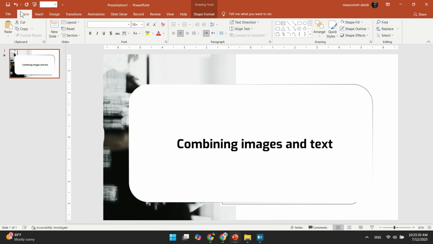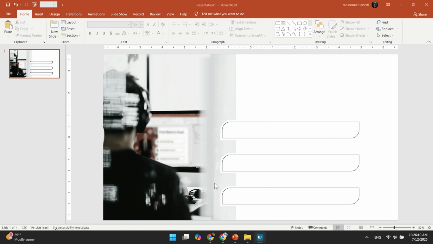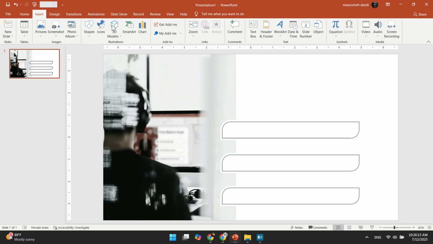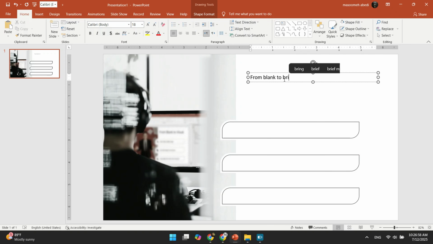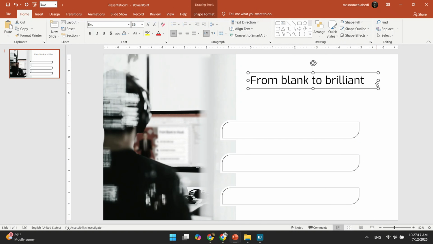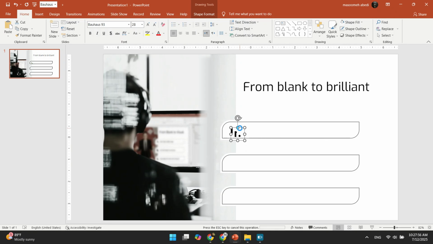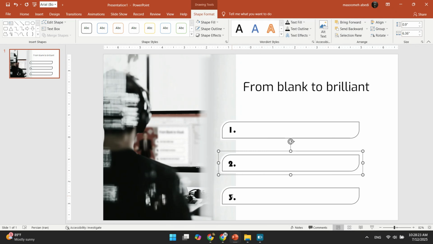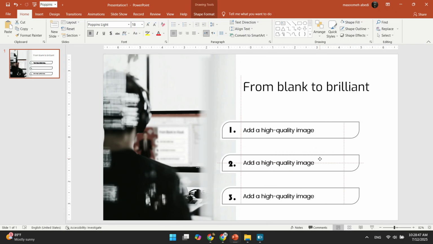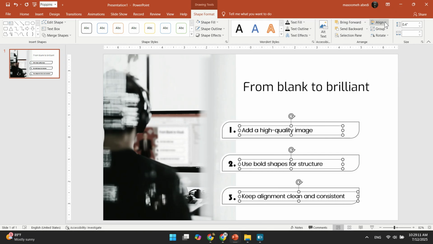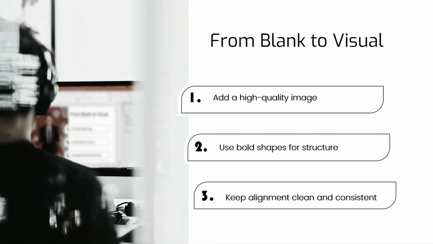The last part is about combining images and text. Since we've already covered adding text in the last video, I'll just add some text boxes and start typing. Then I'll style and align them like shapes. As you can see, creating a clean and effective layout doesn't have to be complicated. And there you have it, a clean, structured slide.